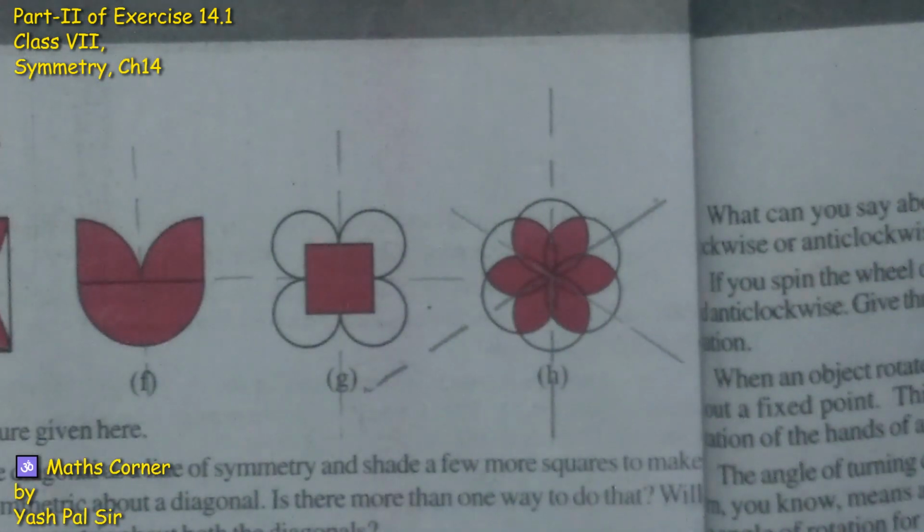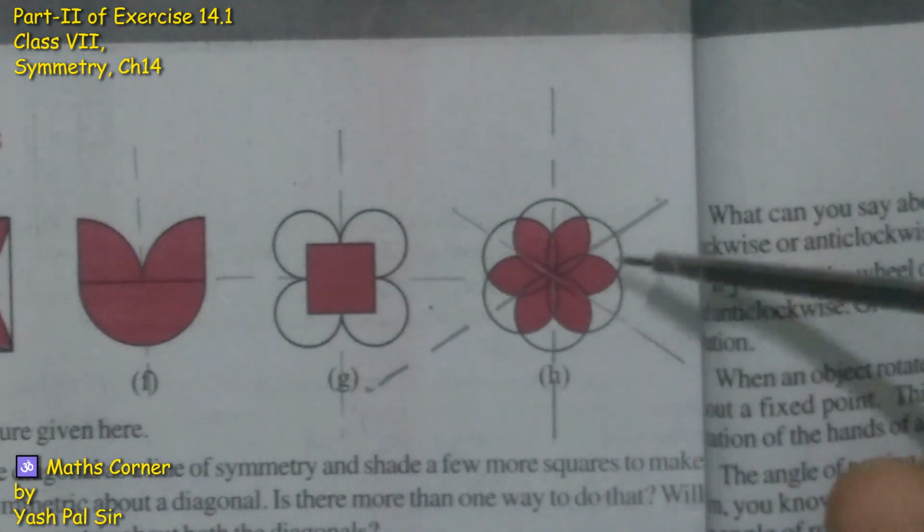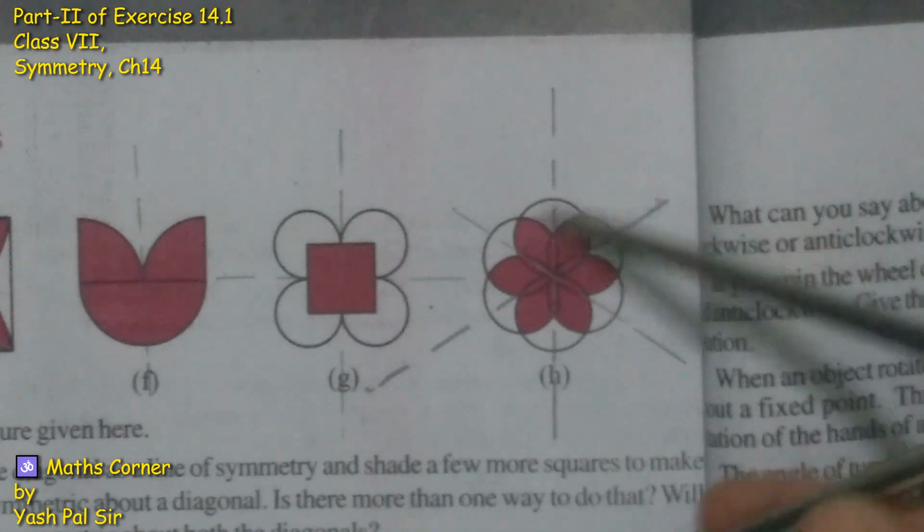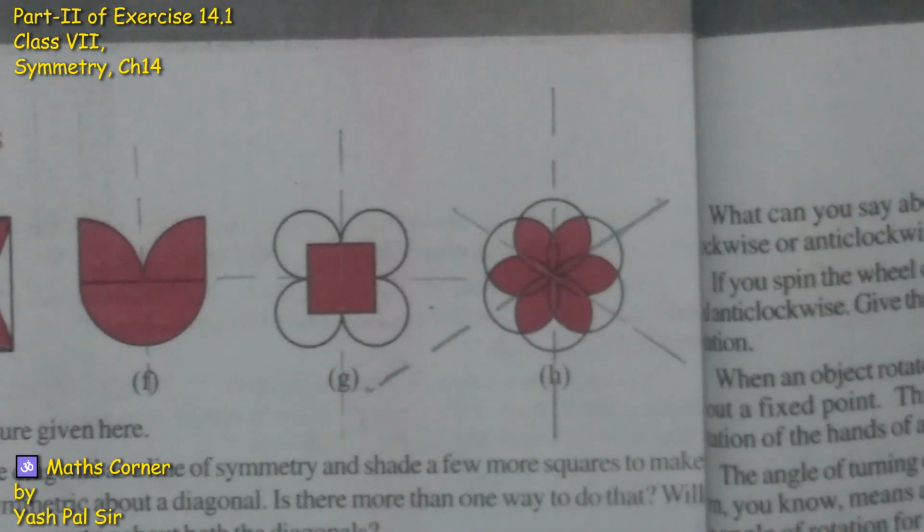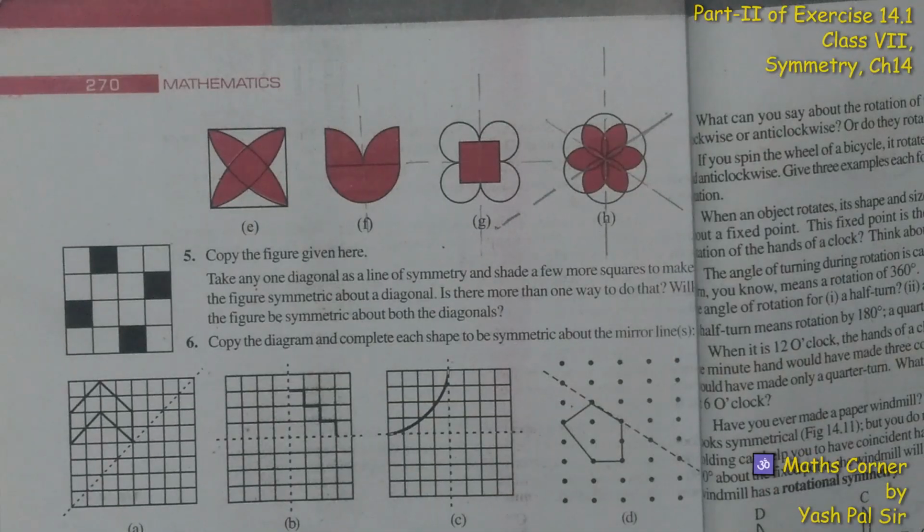This is the third line of symmetry. So 1, 2, 3 lines of symmetry in this diagram we have. Question number 5.